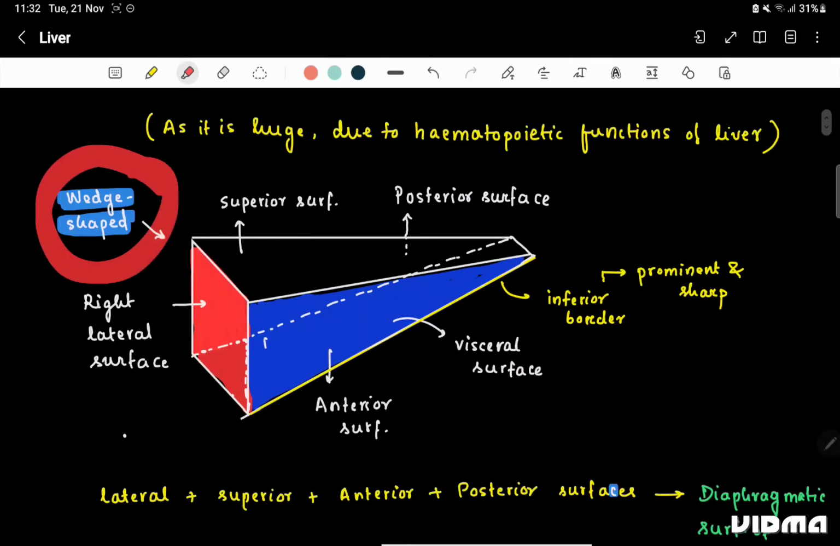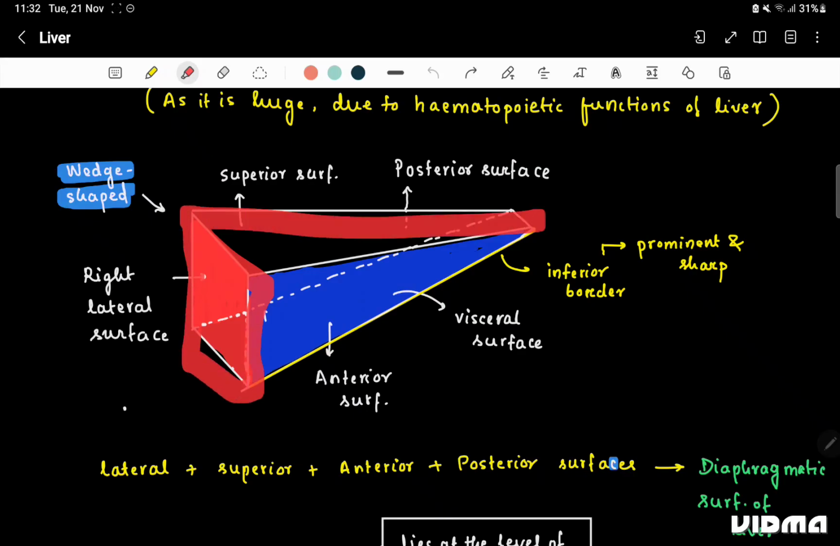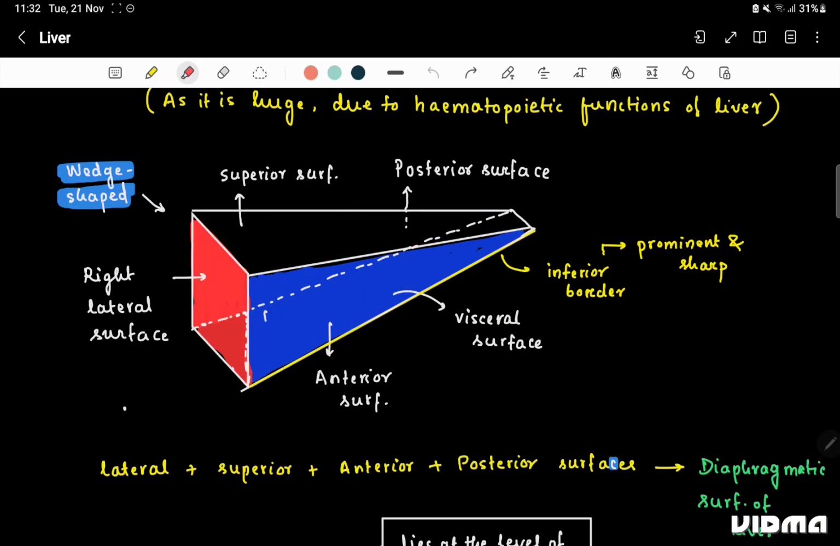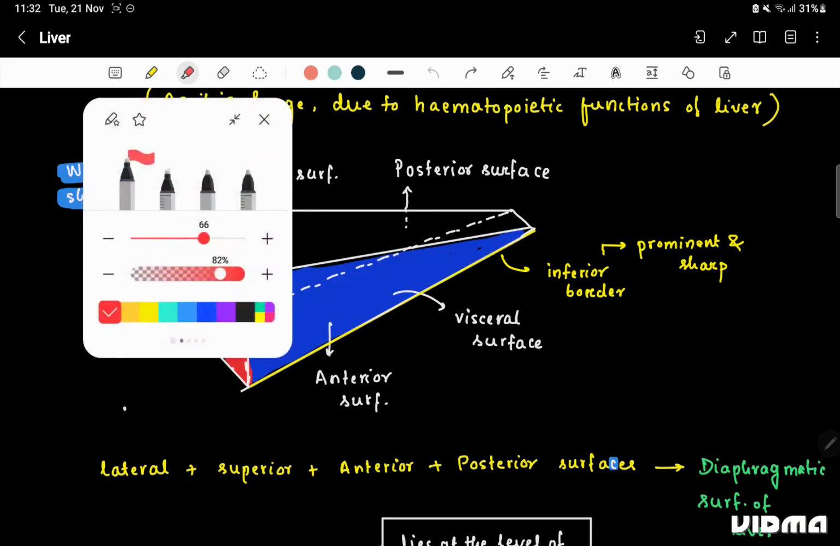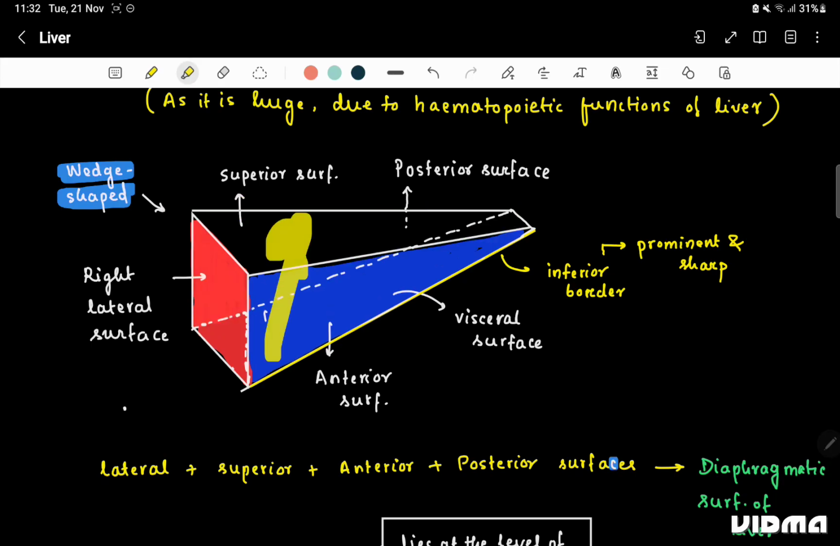So the liver is wedge shaped. We have many surfaces and many borders. Let's see, it is shaped like a wedge. We have a superior surface here, and this is our anterior surface. Then we have the right lateral surface, anterior surface, superior surface, and then a posterior surface. The posterior surface is present behind. You can see this surface is the posterior surface.